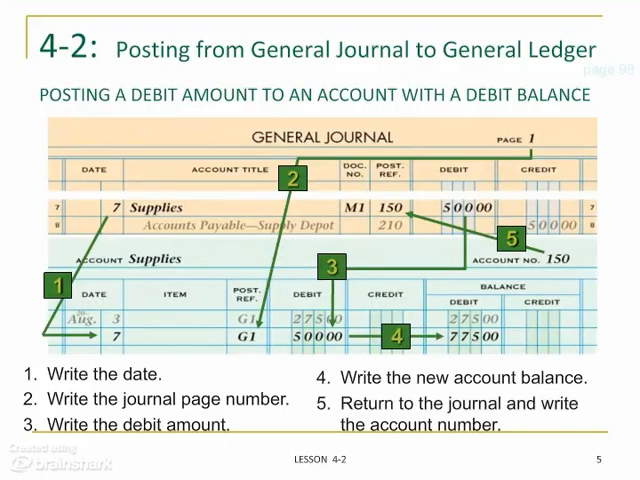Then we're going to take our last step and post the account number back to the general journal page. And this tells us that we're done posting the supplies transaction.